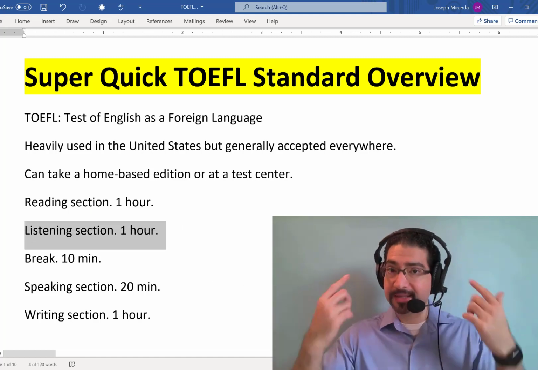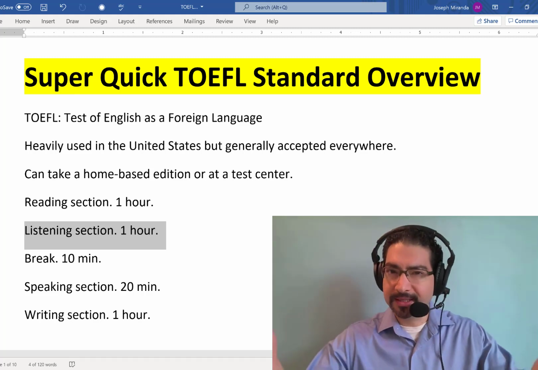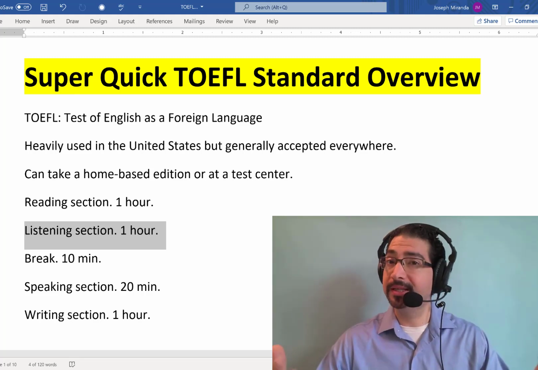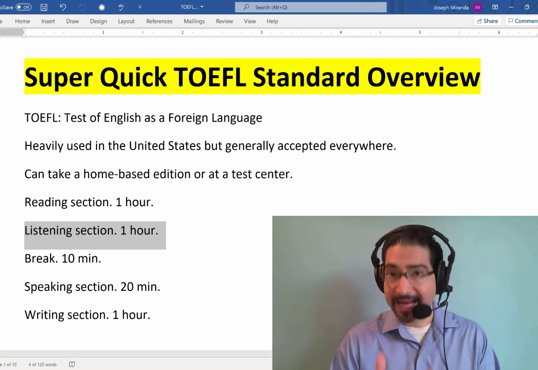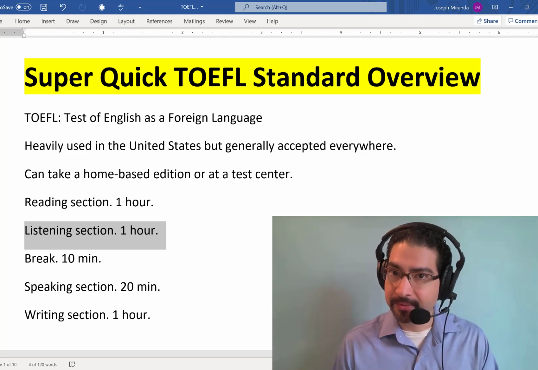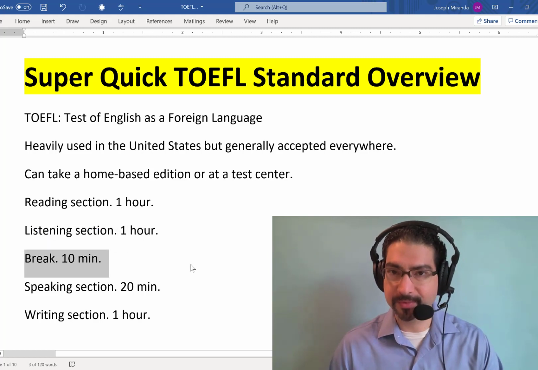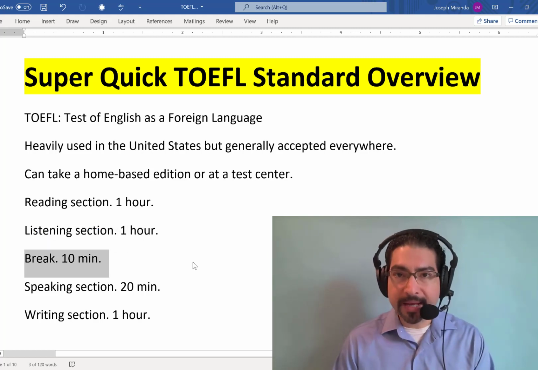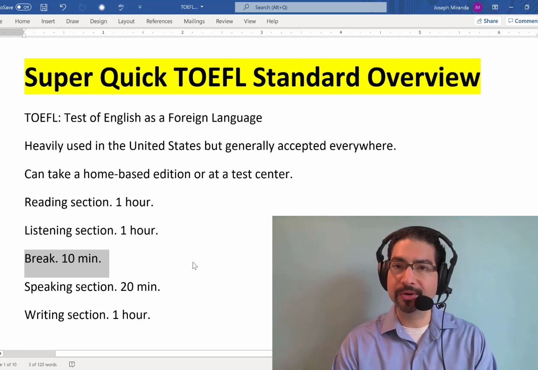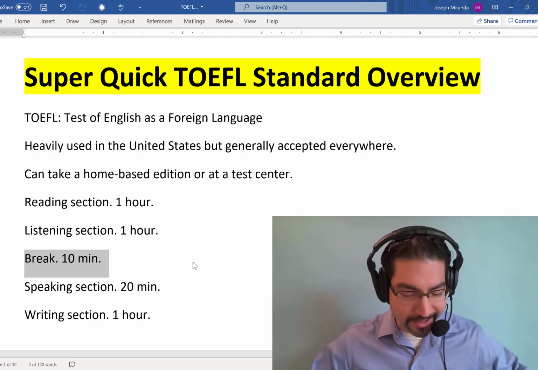Again, you're going to have a headset with a microphone. You're going to be listening to lectures and conversations and answering questions on that under timed conditions. After 2 hours of that, you get a 10-minute scheduled break. You get to move around, come back, and check back into the computer so you can get your blood flowing and get your energy going.